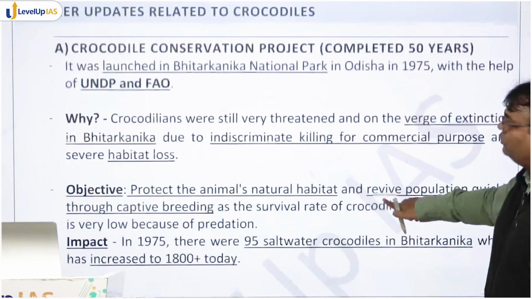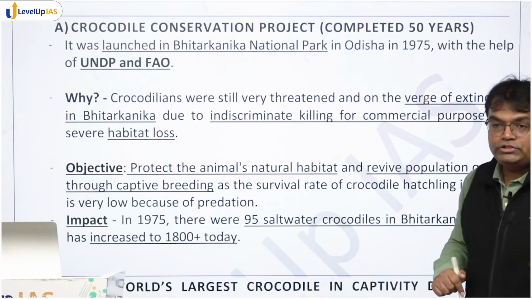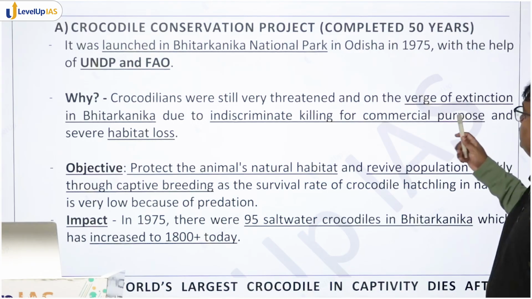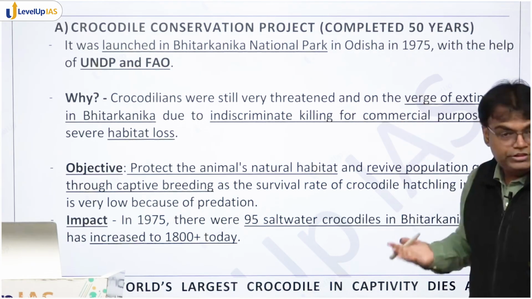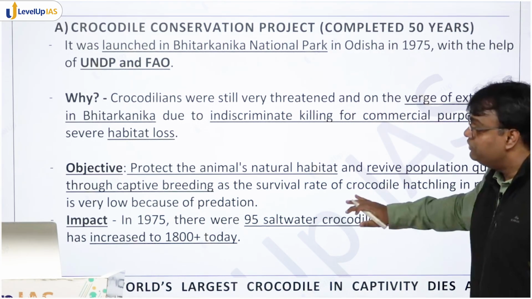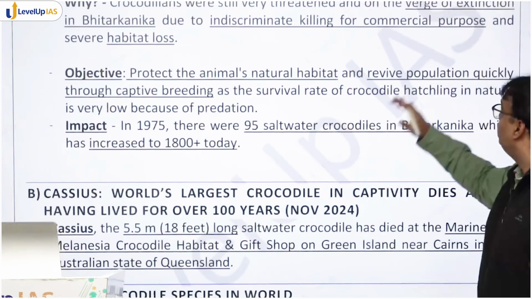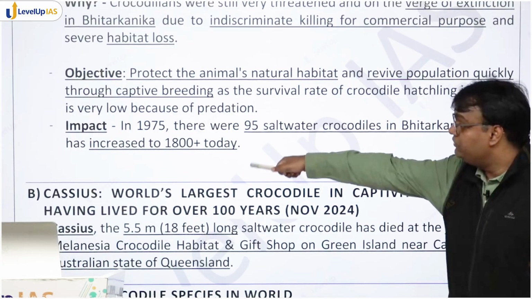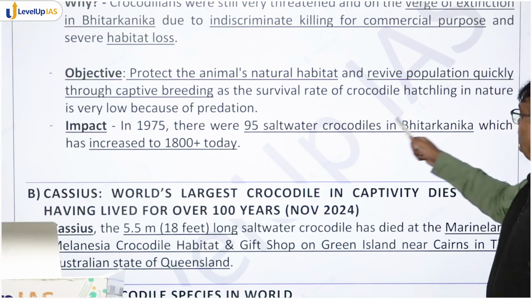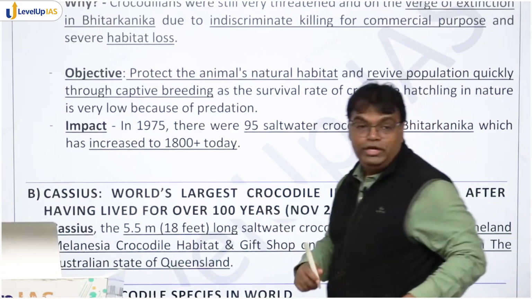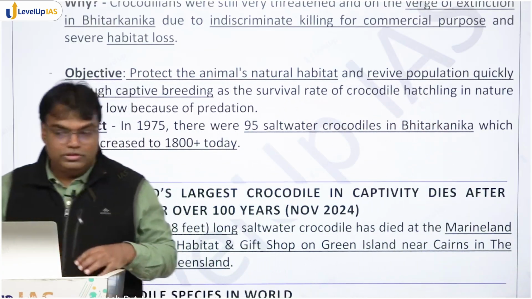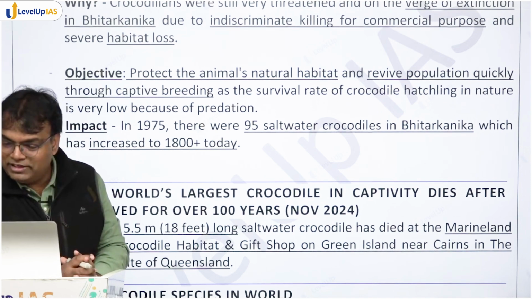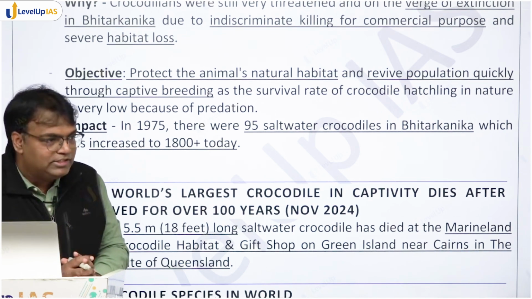Now, why was it started? It was started because in Bhitarkanika, due to indiscriminate killing for commercial purposes, crocodiles were on the verge of extinction. So what was the idea behind the crocodile conservation program? Protect the animal's natural habitat, revive the population quickly through captive breeding. And you'll see in 1975 there were only 95 saltwater crocodiles in Bhitarkanika, which has now increased to 1800. So this program has been kind of successful, right? This program has in that sense been successful.